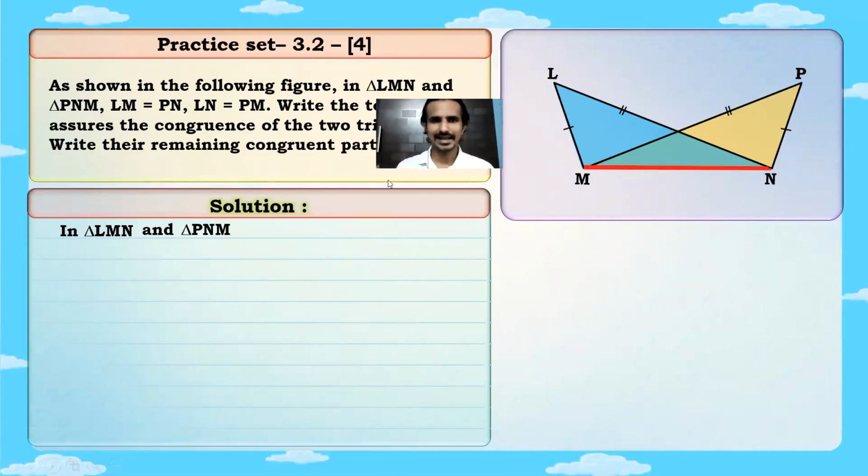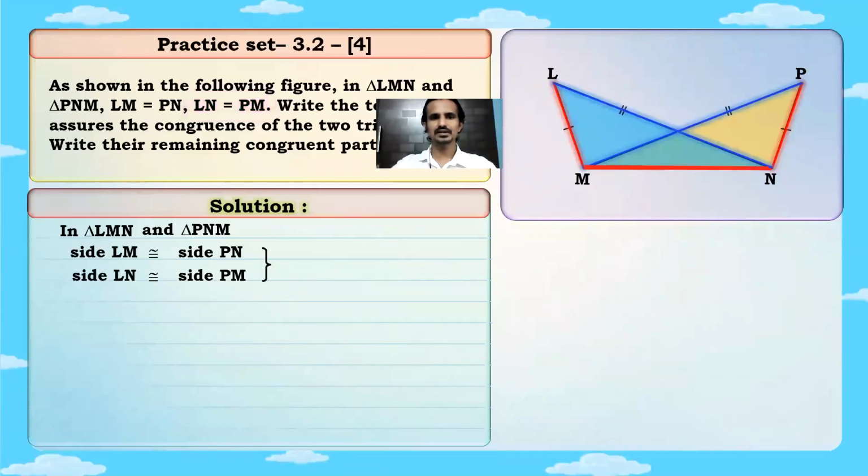So we'll first write in triangle LMN and triangle PNM and the pairs of sides as it is given in the question. So the first pair it was given as LM equal to PN. So we write down the first equal part, that is side LM congruent to side PN. Second part would be side LN congruent to side PM. They both are given. So please write this. These two pairs are equal as it is given in the question. From question itself we understood that.